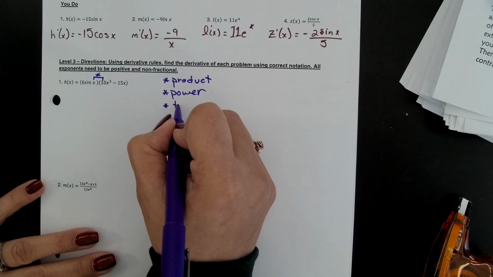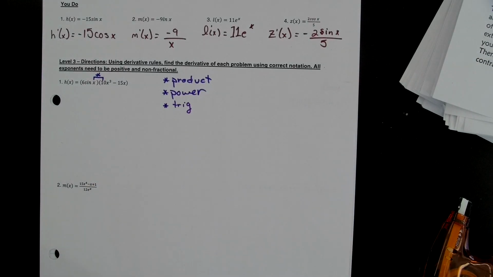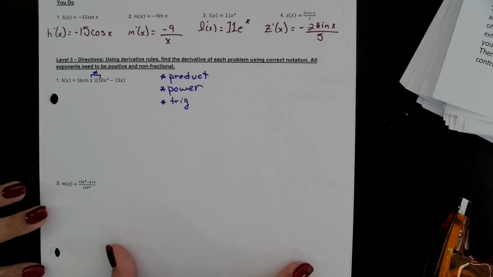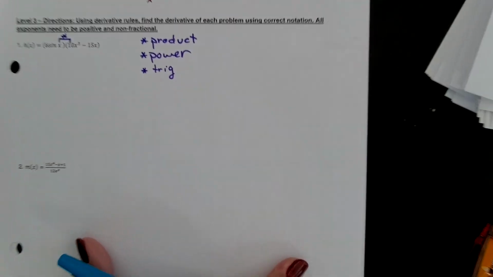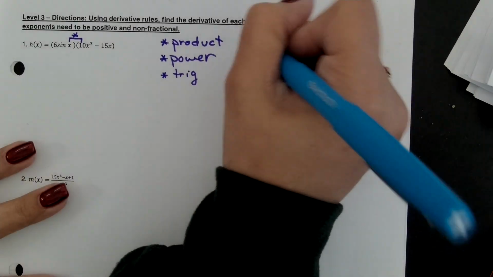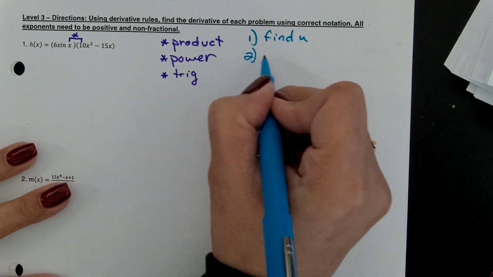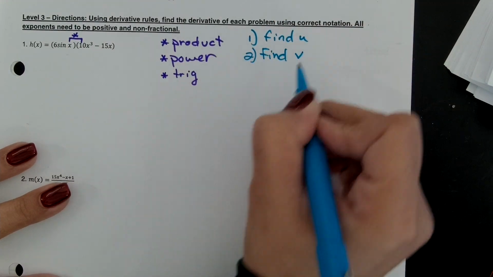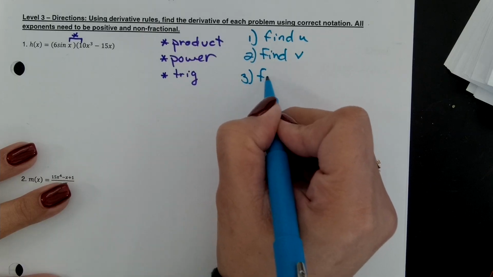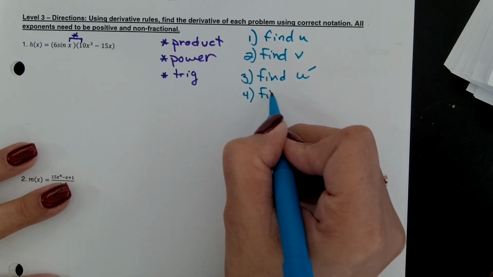And then we need to use the trig rule because we have a trig. Can you guys see that? Is that better? So we're still going to be following the same rules. Find U. Find V. Find U prime. Find V prime.